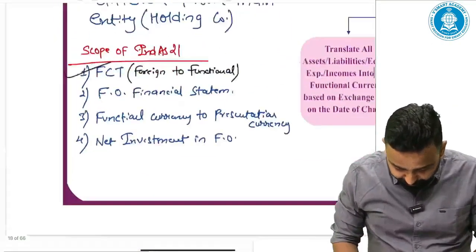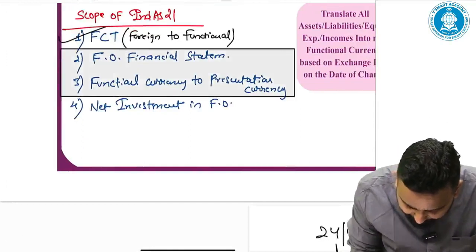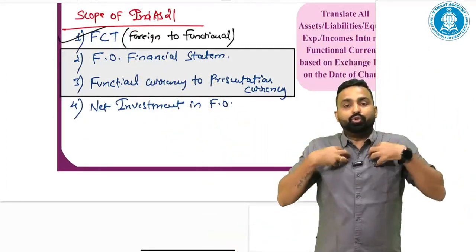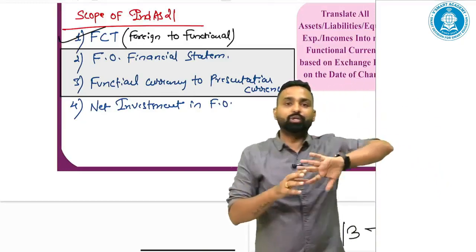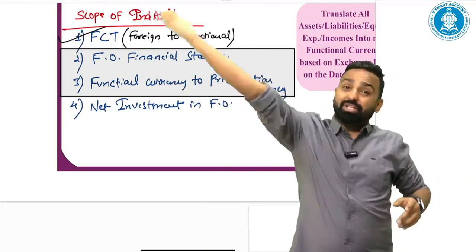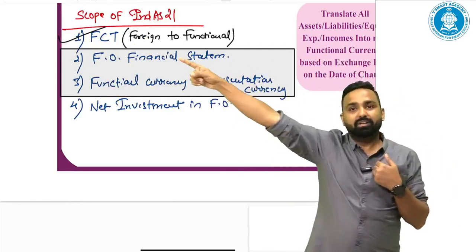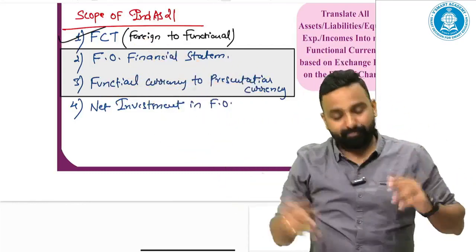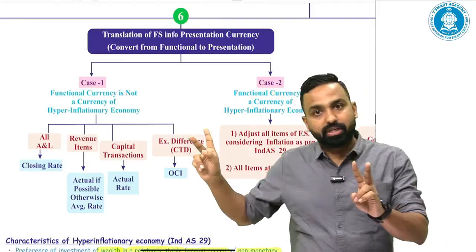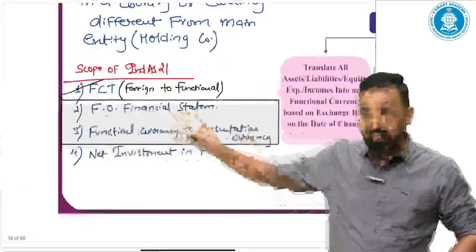The treatment of the second and third concepts is the same. Like, you may want to convert your own financial statements into another presentation currency, that is the third one, or your foreign operation's financial statements should be translated into your own functional currency, the second. The treatment for these two is the same. What is the treatment? It is here. As I said, there are two cases we need to discuss, and for those two cases the treatment is the same. What are the two cases? These are the two cases.